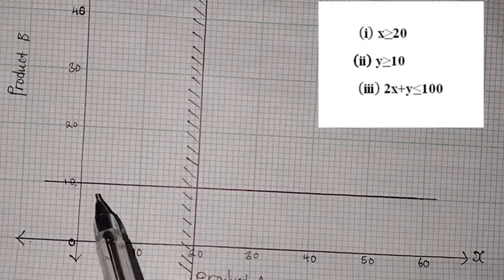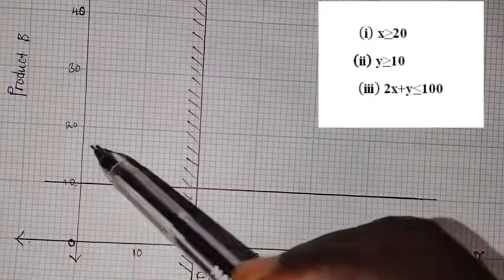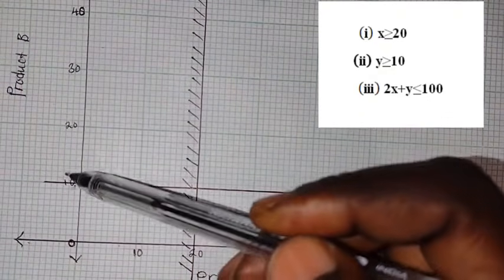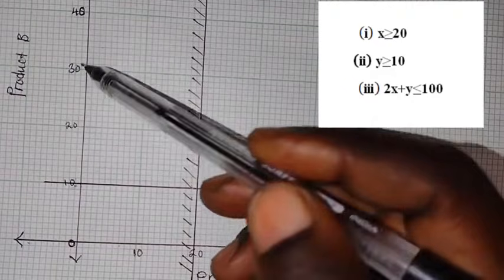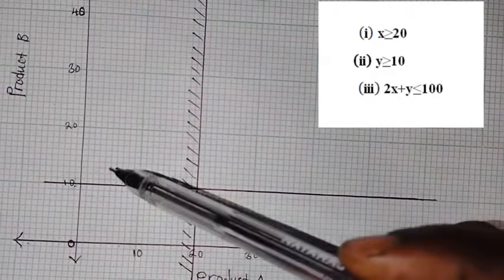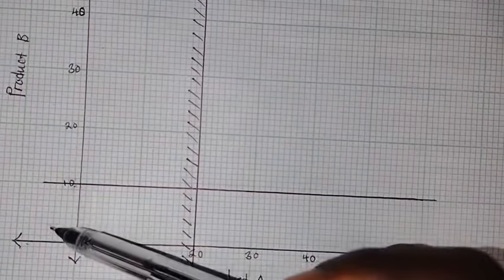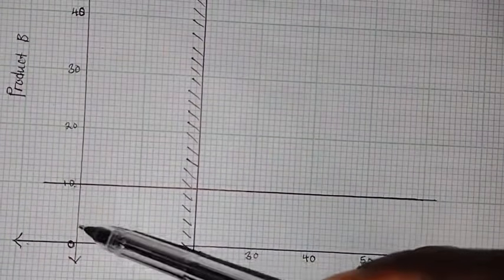So this is y greater than or equal to 10. So the numbers that are greater than or equal to 10 is going up above. Okay, we can see we have 10 is equal to itself, 20, 30, 40, up to 100. Now we need to shade the unwanted region. So this is the wanted region. The unwanted region is at the bottom right here.